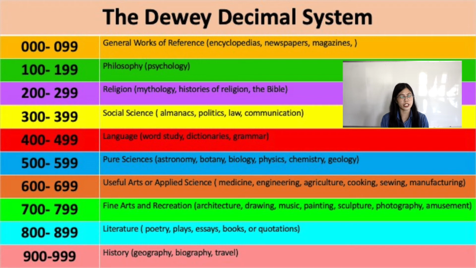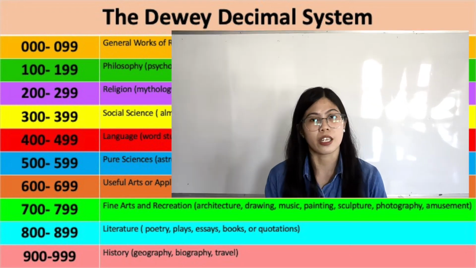Next, we have fine arts and recreation. It includes books about architecture, drawing, music, painting, sculpture, photography, and amusement. Next is literature. It includes books about poetry, plays, essays, books, or quotations. Next, we have history. It includes geography, biography, and travel.